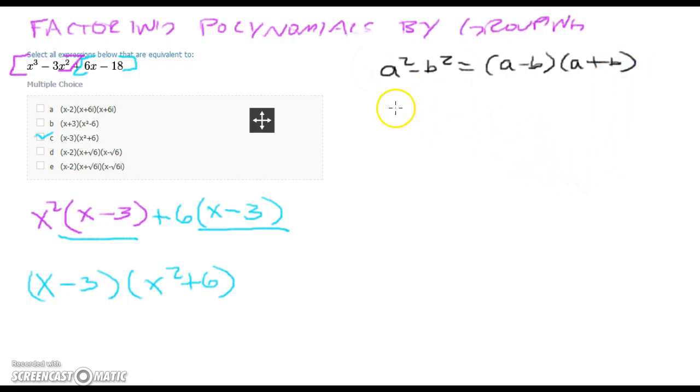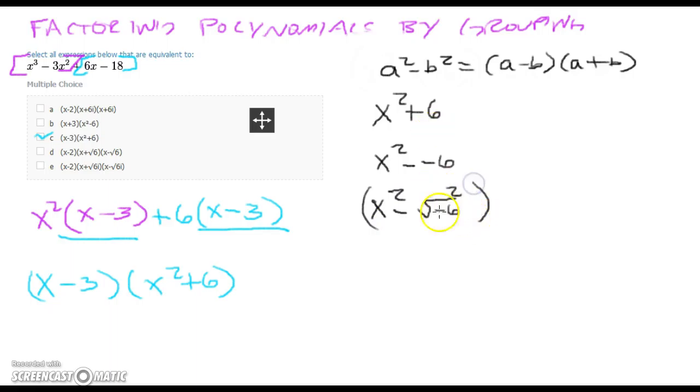So essentially what we're saying is, well, in our problem we have x squared plus 6, but I'm going to go ahead and change that to x squared minus negative 6. Now I have the difference sign. And then rather than saying this is negative 6, I'm going to change that so that it's x squared minus the square root of negative 6 squared. So now I've made it to where they both have squares.